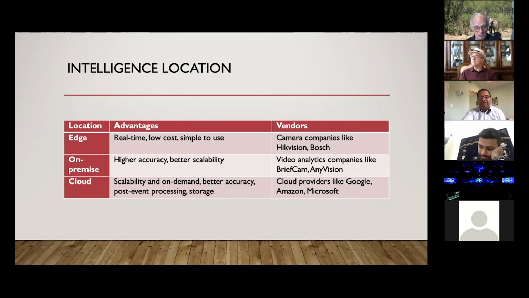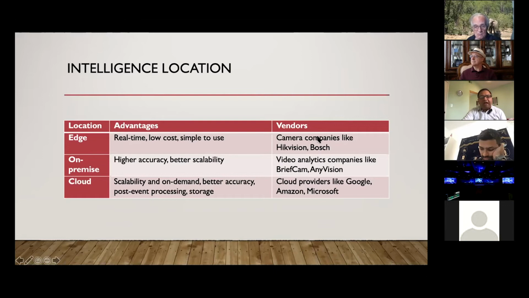And then a lot of edge devices are simple to use. So for example, if you have a smart camera and you have computer vision, things like person detection on camera versus person detection on premise or cloud, it's much easier to install, to use that. And so again, that goes hand in hand with the low cost and real-time requirements. So the volume today on edge for computer vision is really coming from the camera companies who are in the security market, like Hikvision and Bosch.